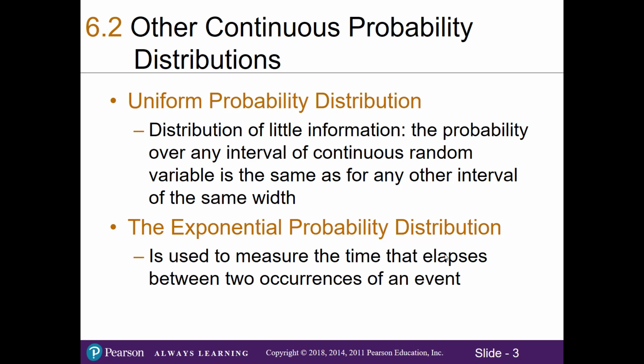In section 6.2, there are two other continuous probability distributions in the textbook: the uniform probability distribution and the exponential probability distribution. While we're not learning how to do the uniform probability distribution, it is useful to know what it is and where you might see it. The uniform probability distribution is used when we don't have very much information, and so we can assume that the probability of any interval or range of continuous random variables is the same for any other interval or range of the same width. In other words, we assume all the variables have the same chance of occurring.